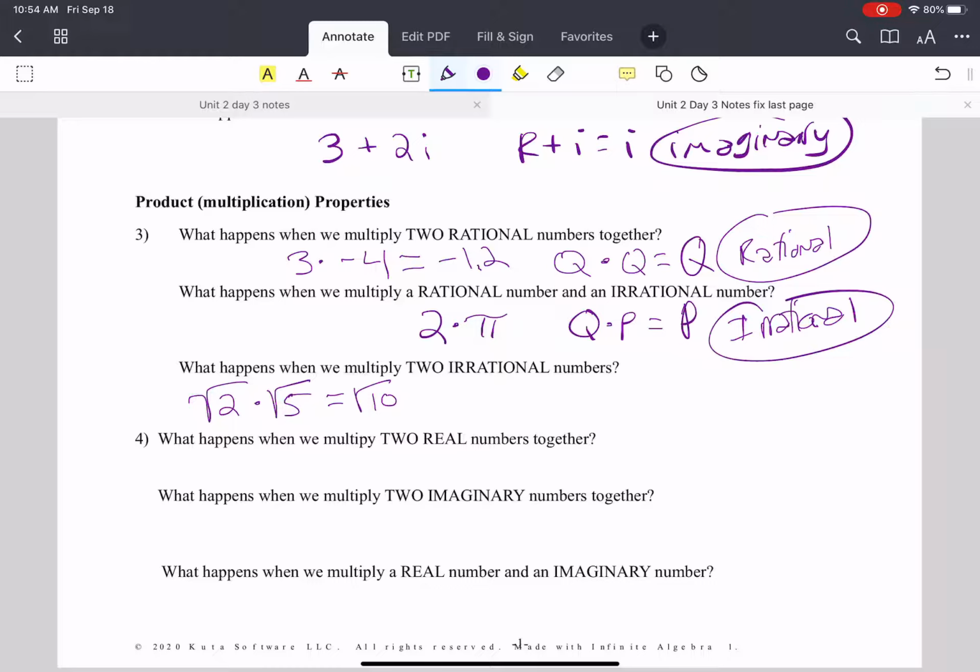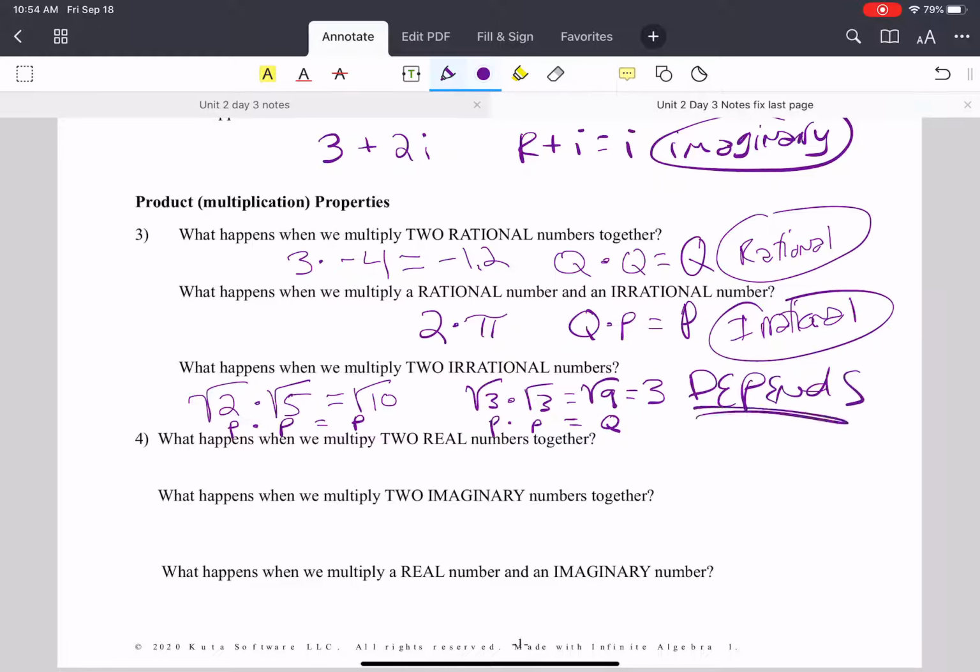But this one I'm going to do for you because this one is a little tricky, because there's an exception to this one. What if I had the square root of 3 times the square root of 3? See how this is a p times a p and it equals a p, right? And this is a p times a p. But if I do the same thing, the square root of 3 times the square root of 3 is the same thing as the square root of 9, which is rational, because that's the same as 3. So this one depends.